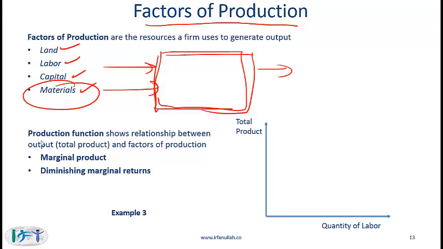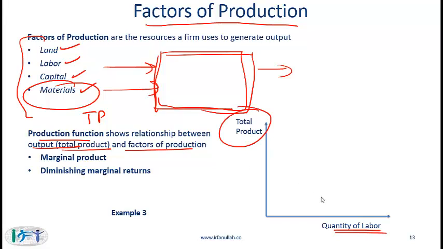A production function shows the relationship between output, which is also sometimes called the total product, and the factors of production. Here are the various factors of production. In this particular reading and in many economics textbooks, we take labor as the factor that is most easy to change or vary. So let's do that over here. We are looking at total product as a function of quantity of labor.